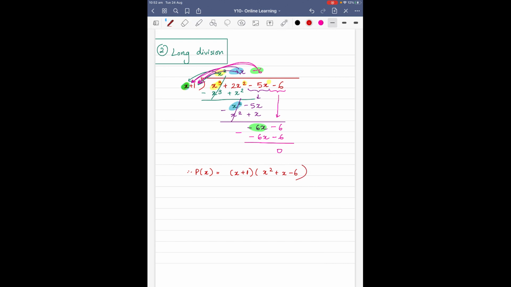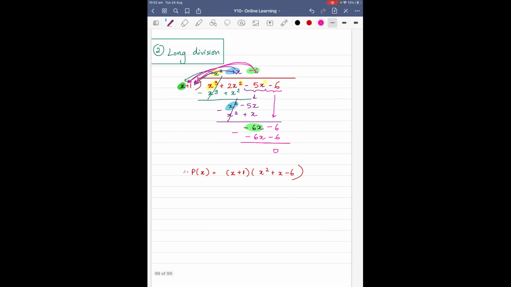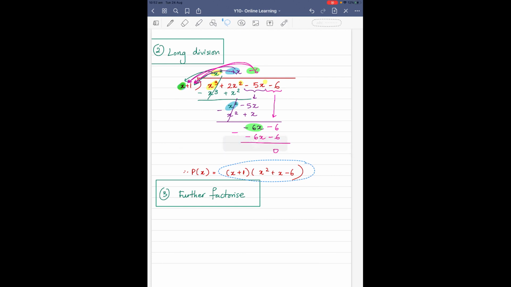Now, that's not completely factorized yet because we still have this massive bracket here. So step number 3 is to further factorize. Alright, so further factorize. So we want to write this down here.